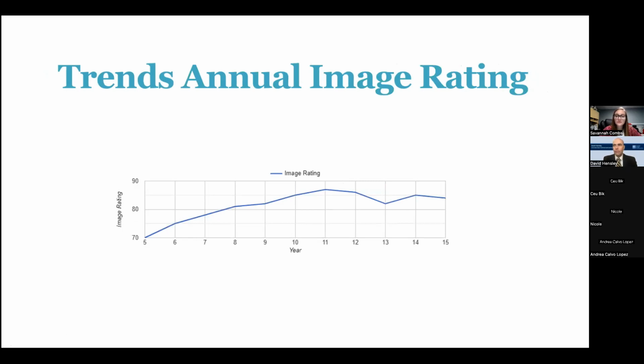This slide shows our annual image rating. Our annual image rating has gone through several dips and gains, but has been fairly consistent. Our highest image rating occurred on year 11 at 87. And at a certain point of the simulation, we had to cut costs to meet our goals, and we ended up contributing less into charity, which is likely why you see a dip in our image rating. But we still ended with an attractive image rating of 84.